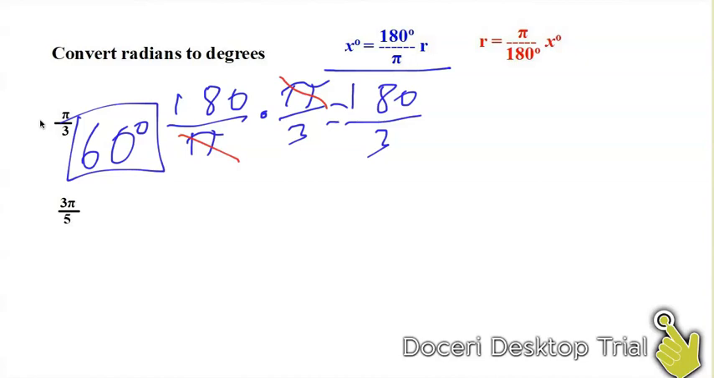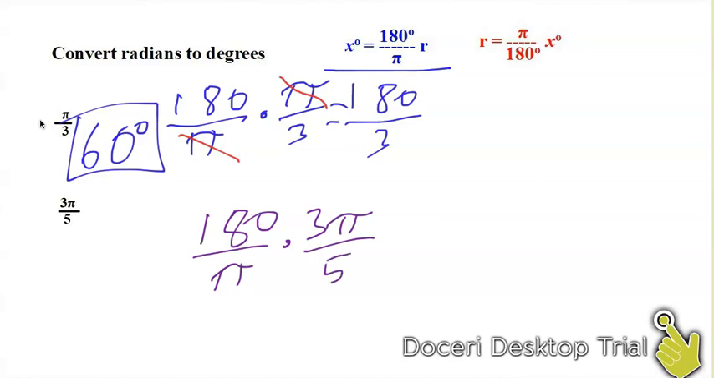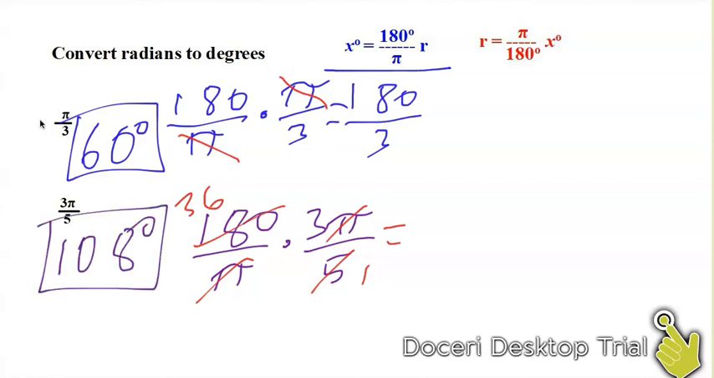Let's see here. So we have 180 divided by pi times 3 pi over 5. Again, we want to simplify this first, so the pi's cancel out. And let's see here. 180 is divisible by 5, so I can cancel that out. That's 180 divided by 5. It becomes 36. So that just leaves me with 36 times 3, and that is 108. And there it is.